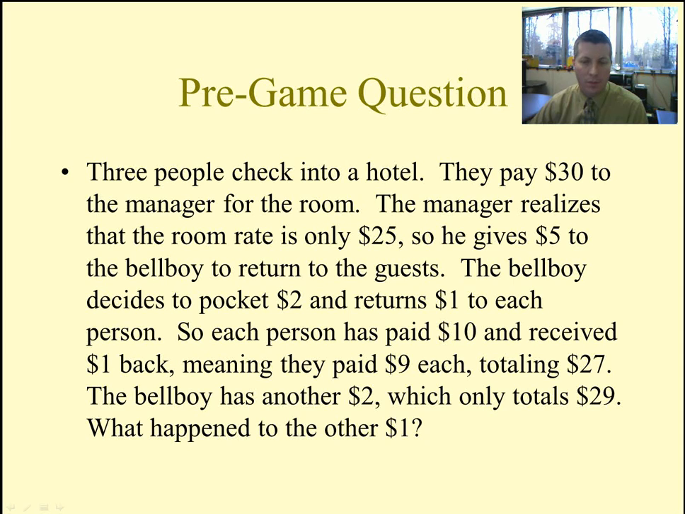Okay, and the problem that we have here is just in the simple math. So the bellboy decides to pocket $2 and returns $1 to each person. Well, that's the $2 in his pocket plus the $3 that he's now returned to the people. Each person has only paid $9, which totals 27, and the other $3 would be the $3 that the bellboy has given back to them, not the $2 that he still has in his pocket.